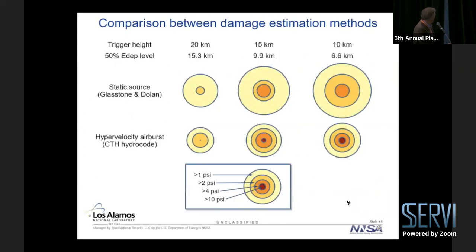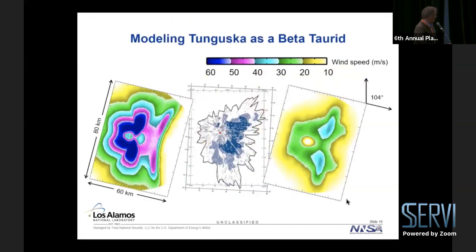So here are comparisons. Now mine are circular because this is a vertical, axisymmetric calculation. And the upper one is the static source Glasstone and Dolan. And you can see they're actually bigger. But if you look at the high damage area, the area of the high damage part, it's actually bigger for the vertical asteroid airburst that actually uses the entire energy deposition curve. So for the Glasstone and Dolan approximation, you get more broken glass. And for the full energy deposition, you get more casualties. So then it becomes a question of how you do your risk assessment.